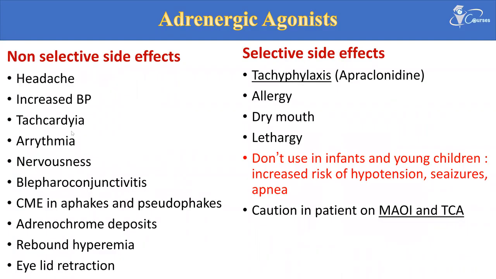So what are the side effects? The non-selective side effects are sympathetic overactivity and stimulation: headache, increased blood pressure, tachycardia, arrhythmia, nervousness, blepharoconjunctivitis, cystoid macular edema in aphakics and pseudophakics, adrenochrome deposits, rebound hyperemia, eyelid retraction, and sympathetic overstimulation leading to stimulation of Müller's muscle.